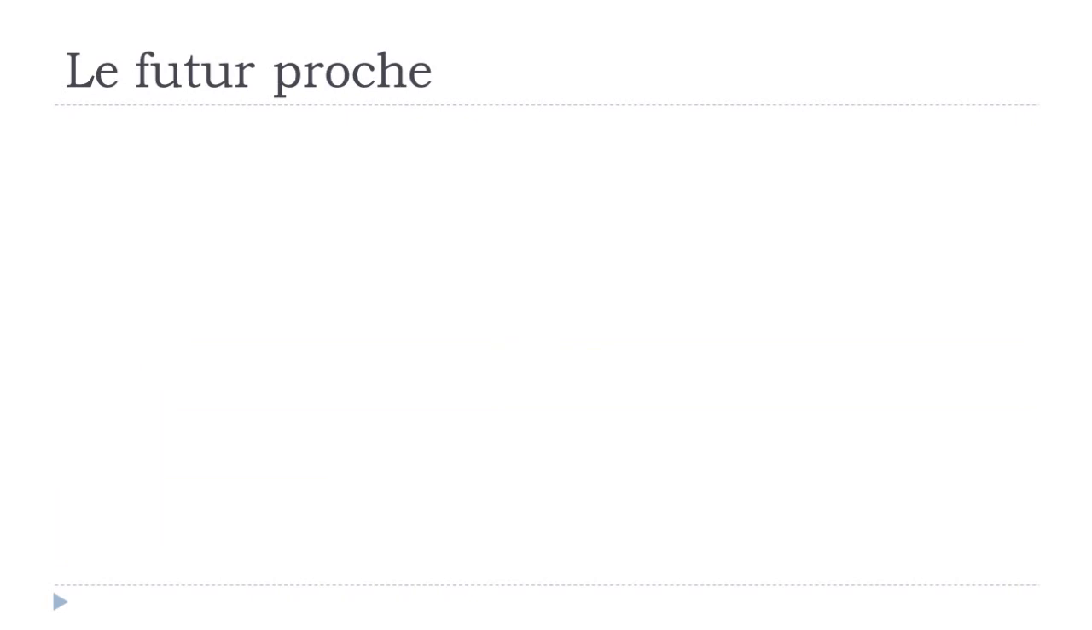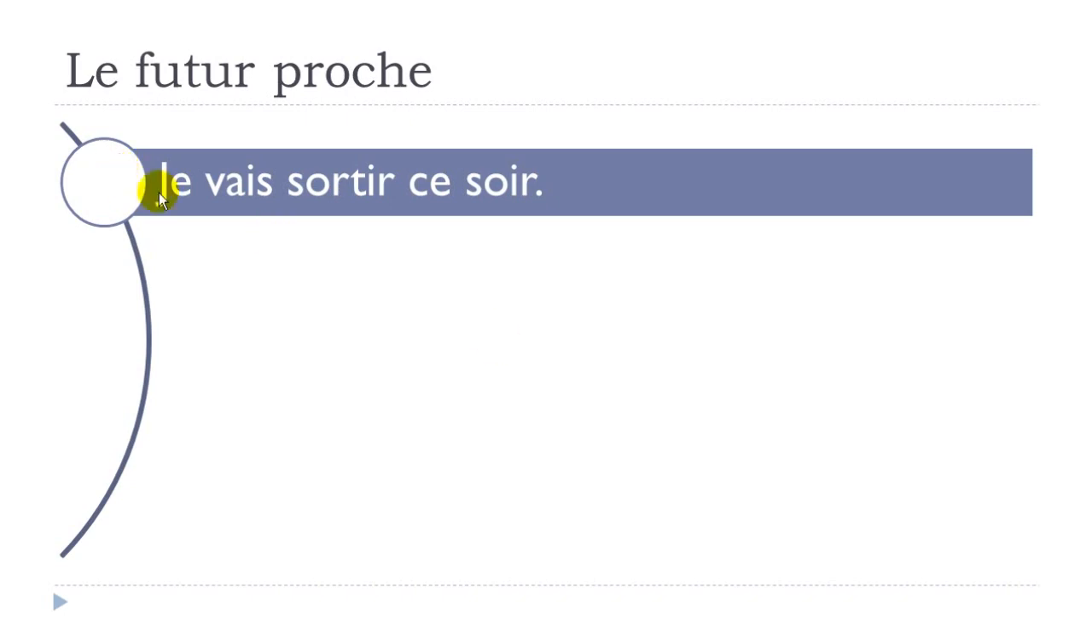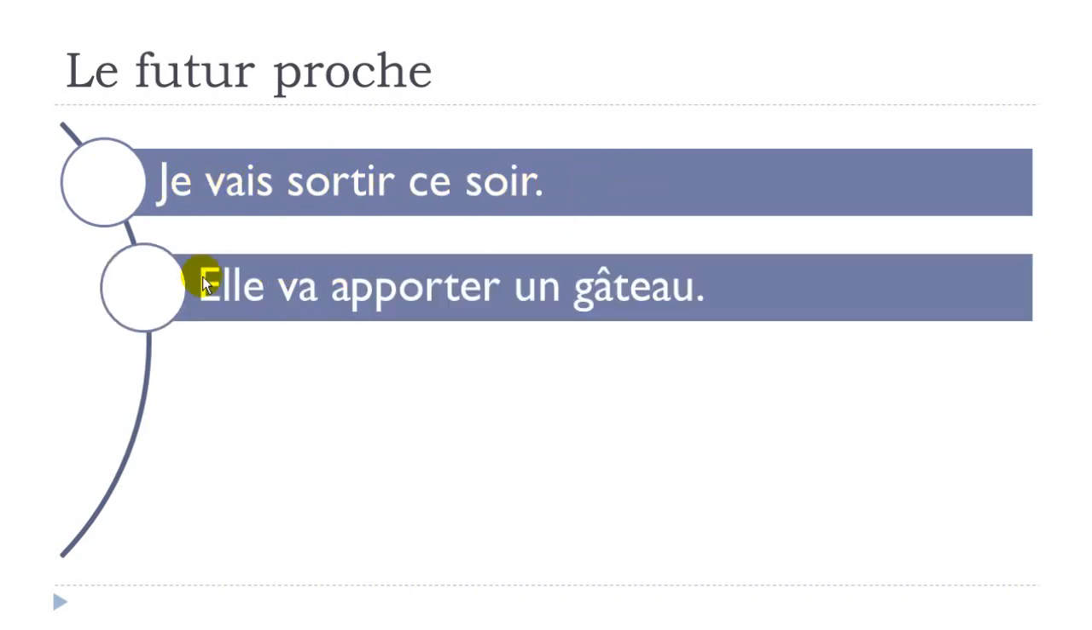So let's see a few examples now. And the first one, je vais sortir ce soir. Sortir is to go out, ce soir, this evening. Okay, so I am going to go out. Sounds strange in English. This evening. Okay, in French, well, it's quite possible here. Je vais sortir ce soir. Then, elle va apporter un gâteau. Apporter is to bring. Un gâteau, a cake. Elle va apporter un gâteau.